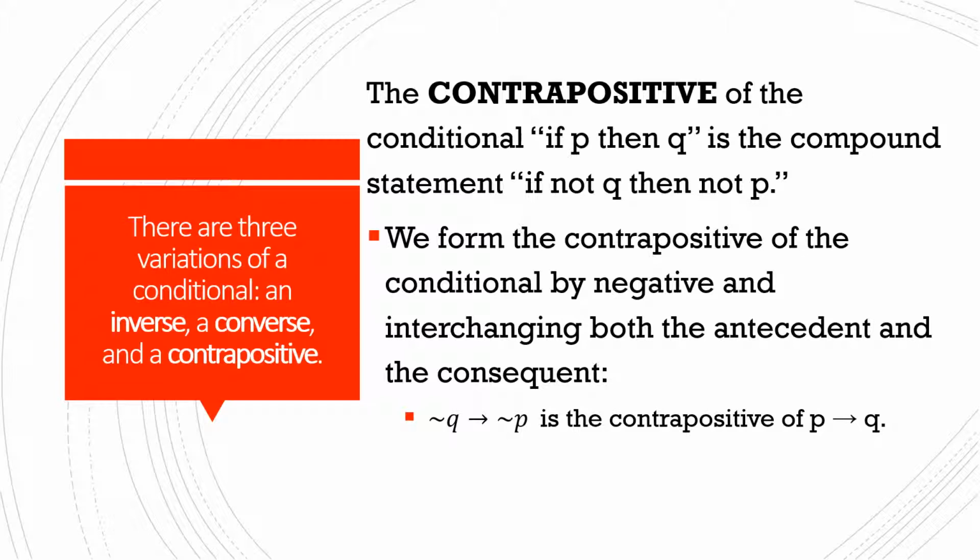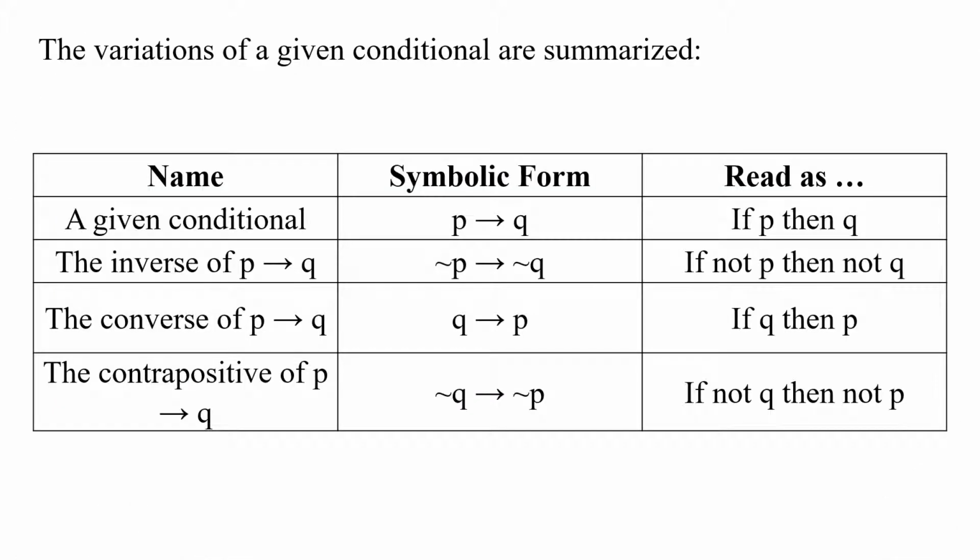The contrapositive of the conditional, if P then Q, is the compound statement, if not Q, then not P. So you're flipping the beginning and the ending, and you're negating it. So the contrapositive of P implies Q is not Q implies not P. This is what I would write down. So if you want to take a second and pause the video and write this down.